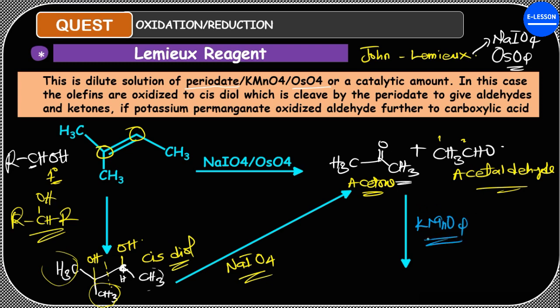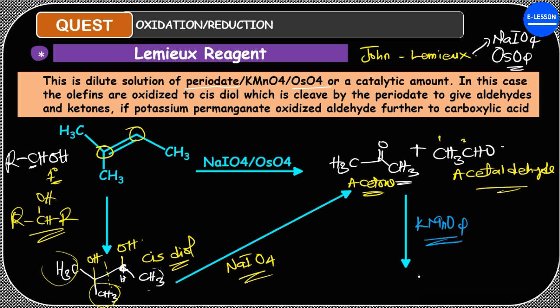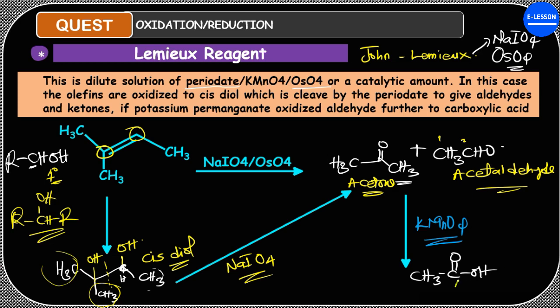So when we react this with KMnO4, which is the potassium permanganate that is present there, it will oxidize this acetaldehyde to carboxylic acid. So this is going to give us acetic acid, because this is acetaldehyde. When it becomes oxidized, it gives us acetic acid. And that is the product of that reaction. It's quite easy, right? So I can come here and say this is acetic acid. So that's everything you need to know about the Lemieux reagent.